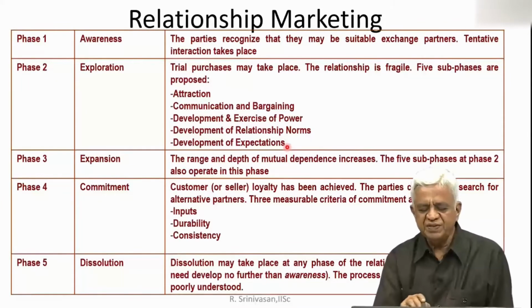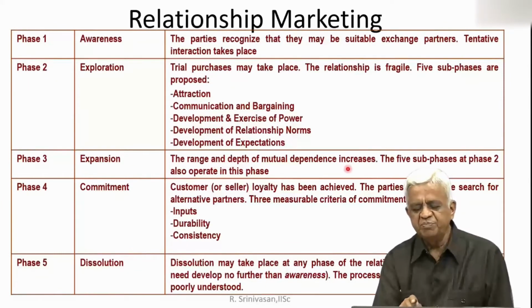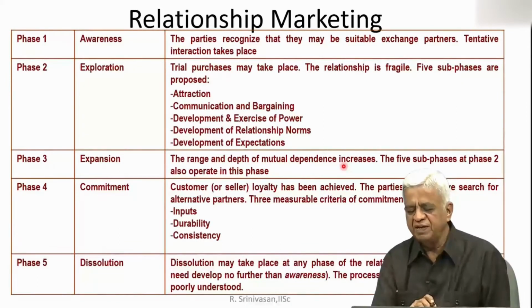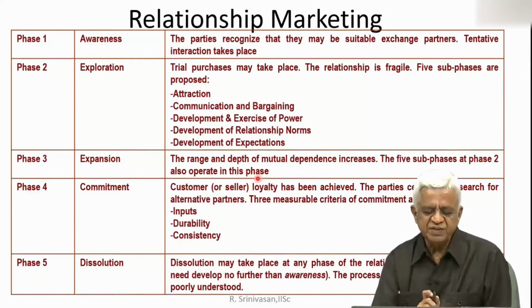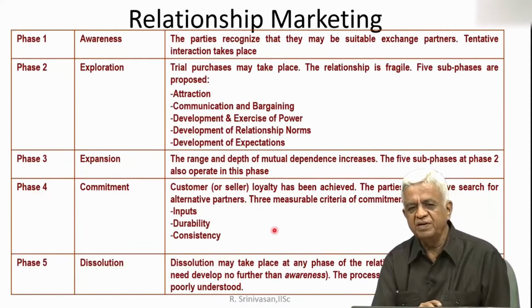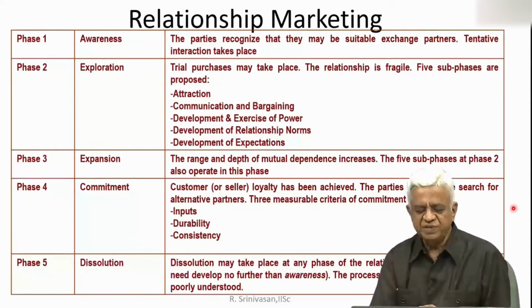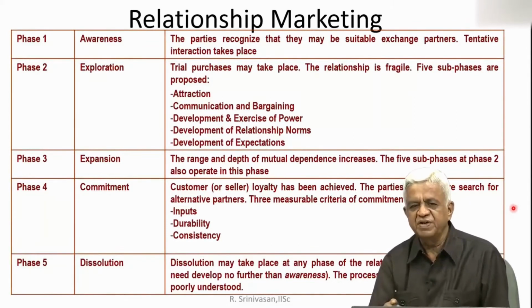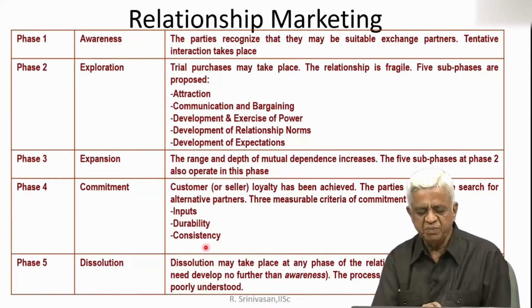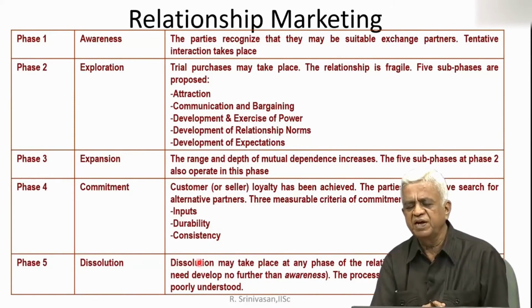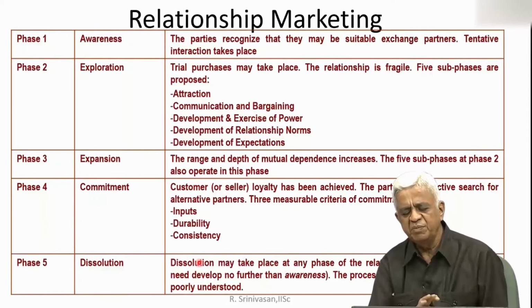Phase 3 is expansion. The range and depth of mutual dependence increases. The 5 sub-phases of phase 2 also operate in this phase. The 4th stage is commitment, where you are looking at loyalty. Customer or seller loyalty has been achieved. The party stops active search for alternative partners. The three measurable criteria of commitment are inputs, durability, and consistency. This is in fact how you evaluate a channel member also.